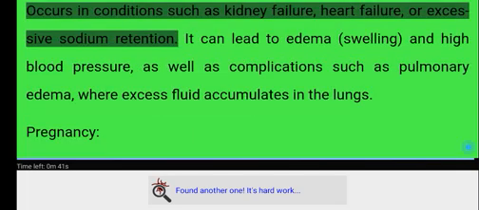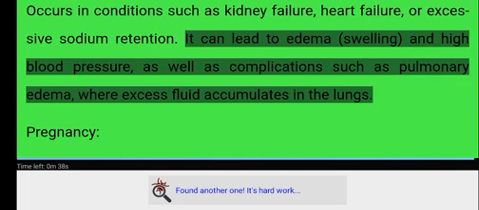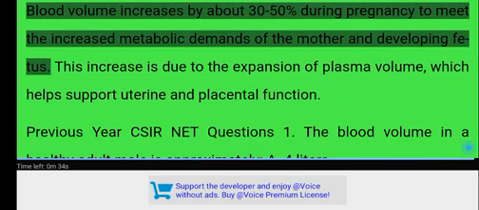Hypervolemia: high blood volume. Occurs in conditions such as kidney failure, heart failure, or excessive sodium retention. It can lead to edema, swelling, and high blood pressure, as well as complications such as pulmonary edema, where excess fluid accumulates in the lungs. Pregnancy: blood volume increases by about 30-50% during pregnancy to meet the increased metabolic demands of the mother and developing fetus.